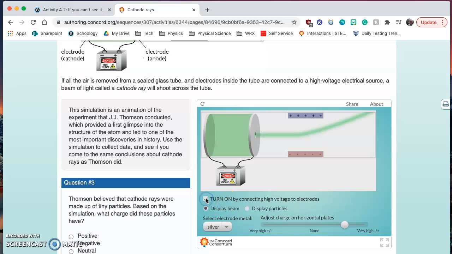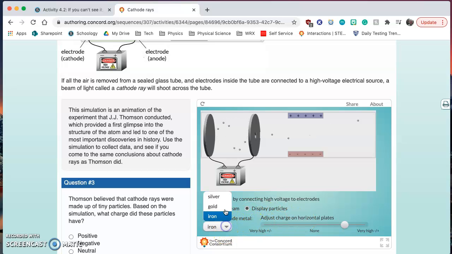We can turn it on, or we can turn it off. And you can see that it emits a beam, or you can emit particles. And you'll see those particles on a more individual level. We can change the material of these electrodes, gold or iron or silver.